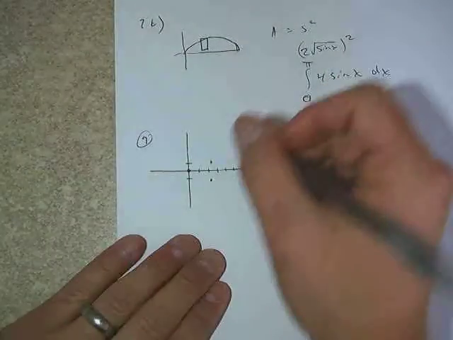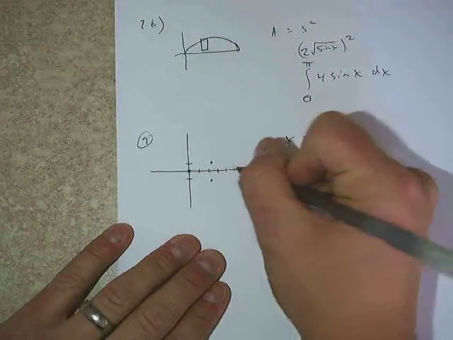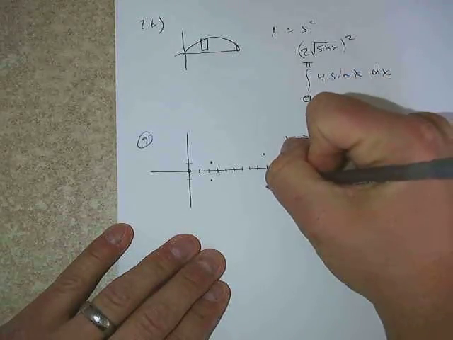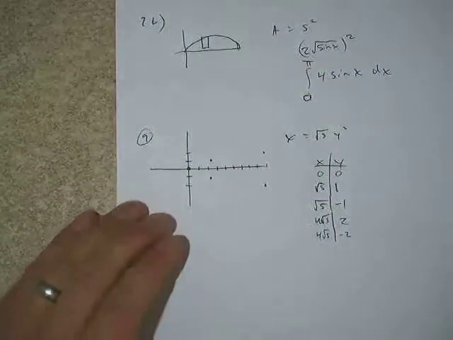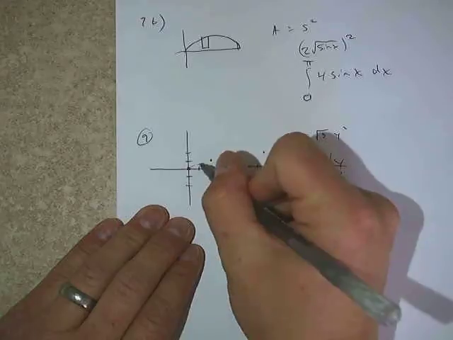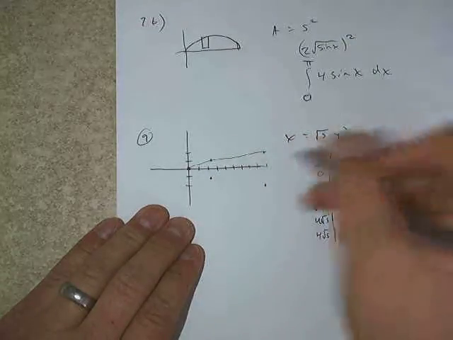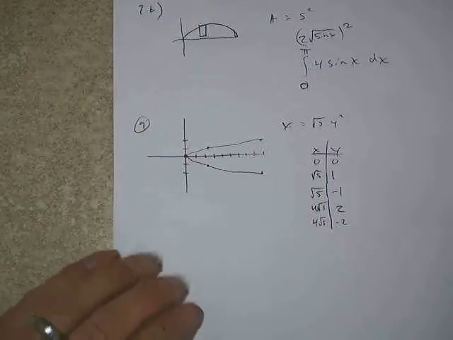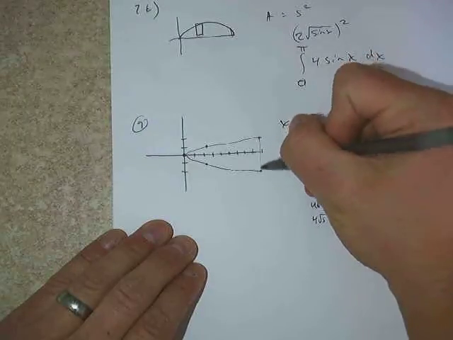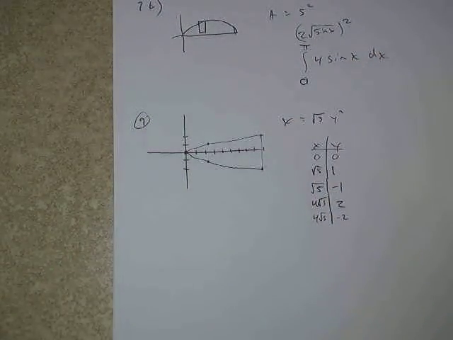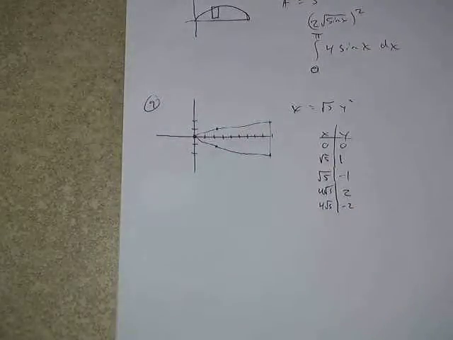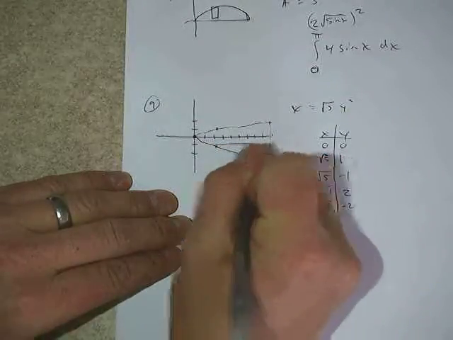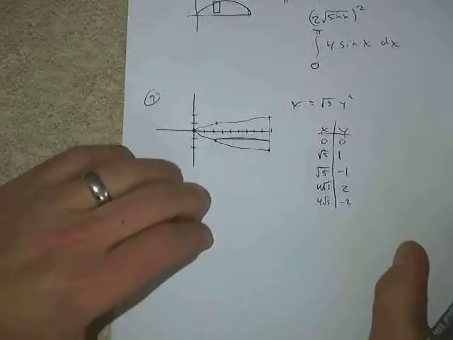So 4 radical 5 is going to be how many? 8.9, almost 9. So if we come out to 1, 2, 3, 4, 5, 6, 7, 8, 9. So almost 9 and up to 2. Down to negative 2. So ultimately, again, we have a sideways parabola going all the way out to y equals 2, which corresponds to x equals 4 radical 5. All right. So ultimately, that's our region.